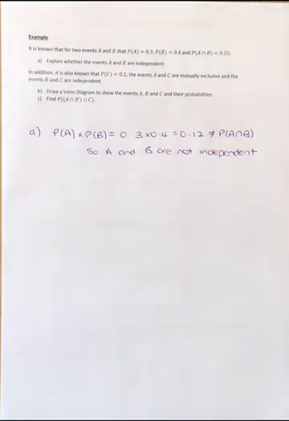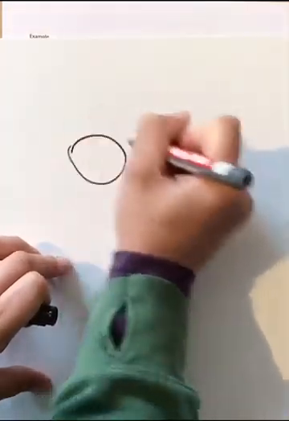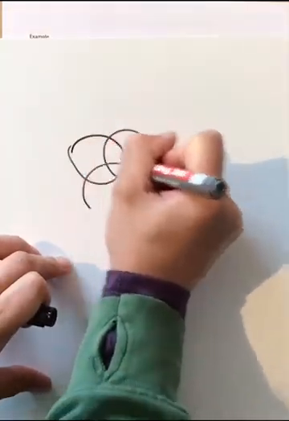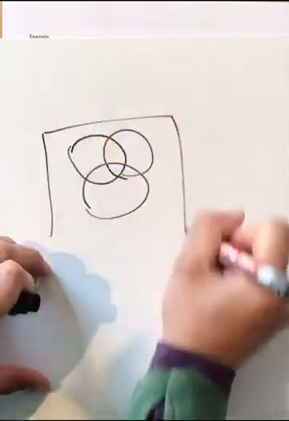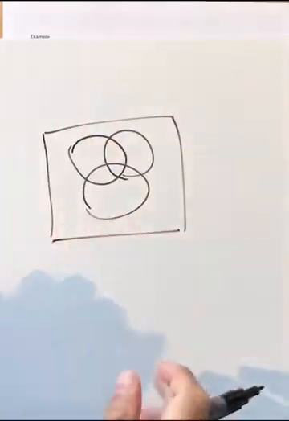Okay, we now also have information about the event C. We know its probability is 0.2 and that the events A and C are mutually exclusive and that B and C are independent. And we need to draw a Venn diagram. Now usually if I've got 3 events, I would draw a Venn diagram with 3 circles overlapping like this, remembering to put them all within a box.